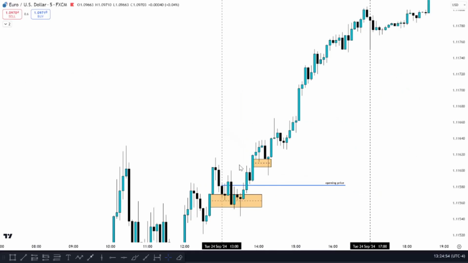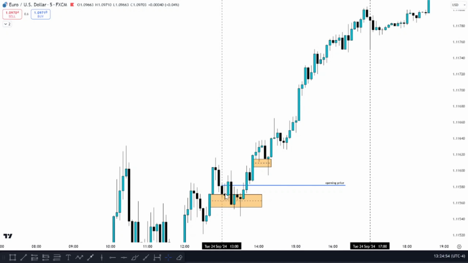Here is the 5 minutes in that 4-hour candle I pointed out. So on the 5 minutes, you can see the opening price. The blue line is indicating the opening price. Price opened, traded lower into the fair value gap. You can see the fair value gap. This would have been your first entry.